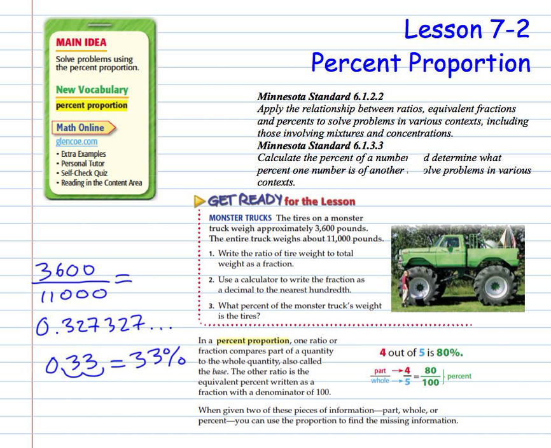In a percent proportion, one ratio or fraction compares part of a quantity to the whole quantity, also called the base. The other ratio is the equivalent percent written as a fraction with a denominator of 100. When given 2 of these 3 pieces of information, part, whole, or percent, you can use the proportion to find the missing information.